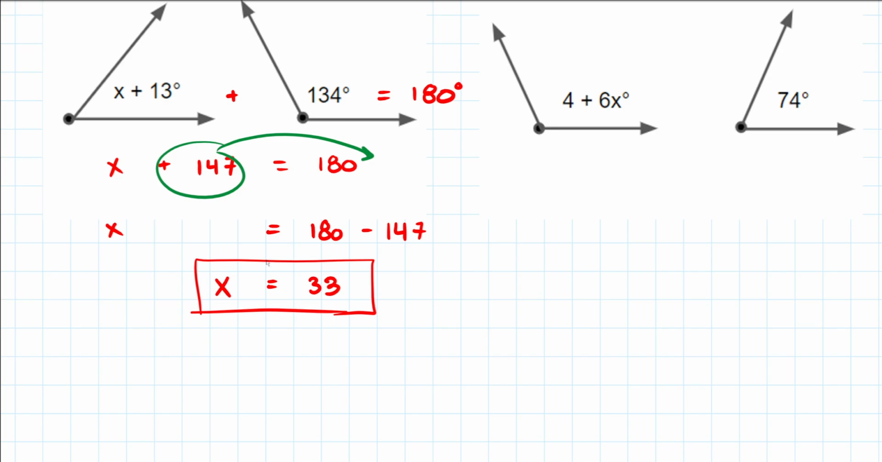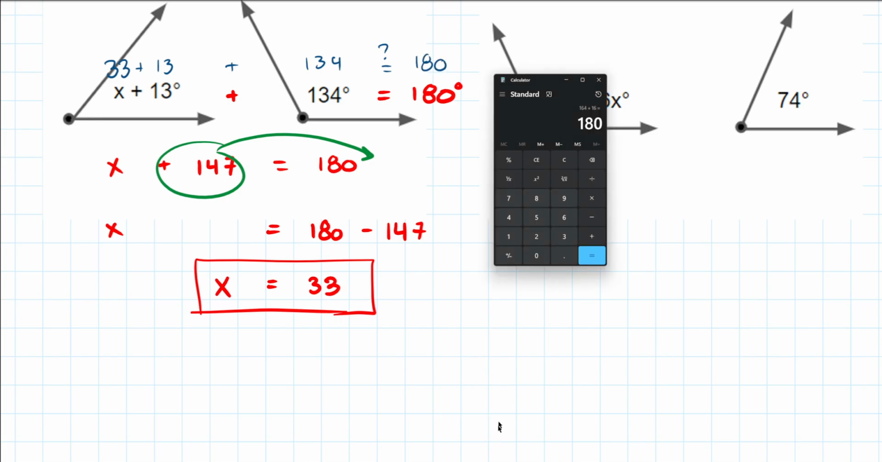But let's just be safe. Let's just plug in 33 and see if we get the same answer. If I replace this x with a 33, I'd get 33 plus 13 plus 134. Does it equal 180? Let's find out. 33 plus 13 plus 134, 180. Perfect. X equals 33, definitively.